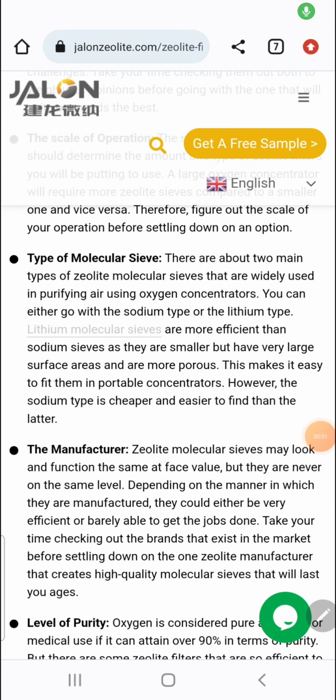Again, I'm back from my work and it's 11 o'clock in the evening. I'm going to continue to read this article, this post, and finish things up for the day.